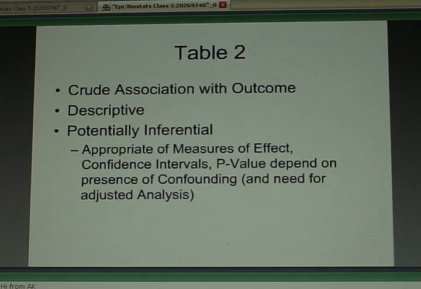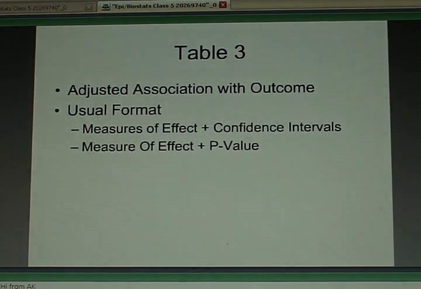Now, Table 3 is typically a table where you show the adjusted analysis results. If you're adjusting for confounding factors through some regression model, you might be showing the results from that model, and that usually gives a measure of effect, odds ratio or risk ratio with a confidence interval around that measure, or a measure of effect with a p-value, telling whether that measure is statistically significant or not.